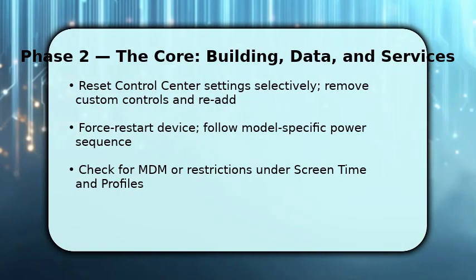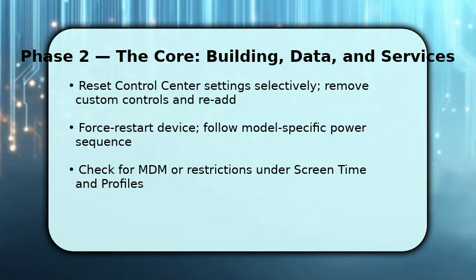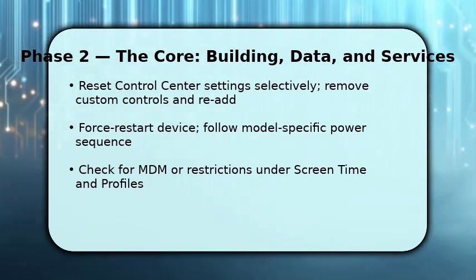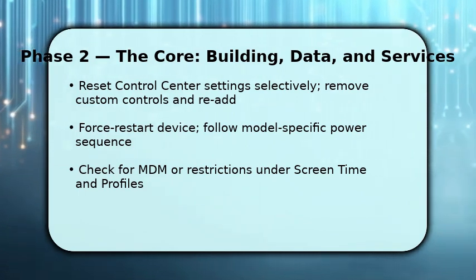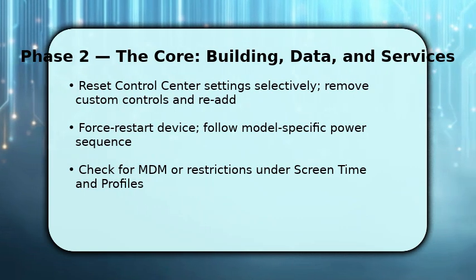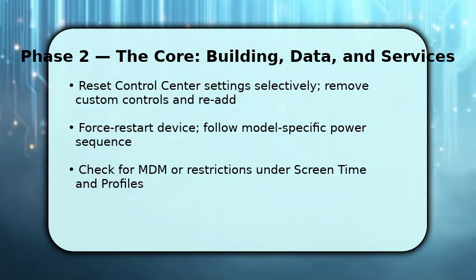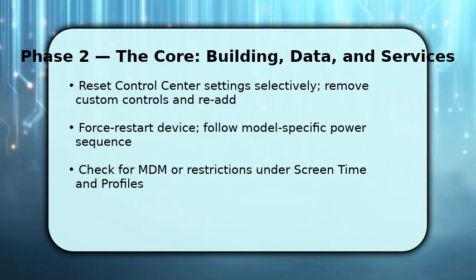You now perform the core fixes. Remove custom controls and re-add them because corrupted tile configurations often break the interface. Once done, force restart the device using the model-specific power sequence. That flushes background services that the control center depends on.